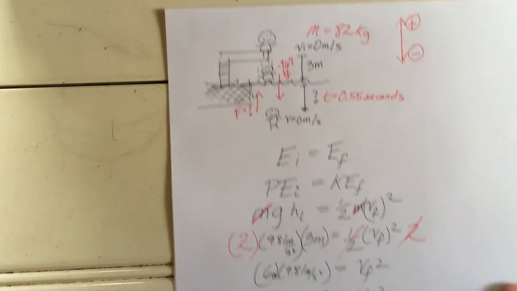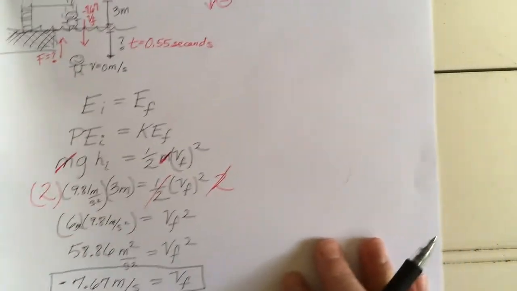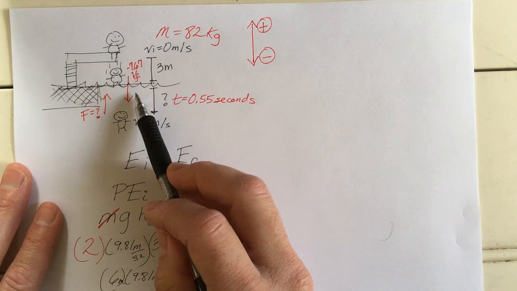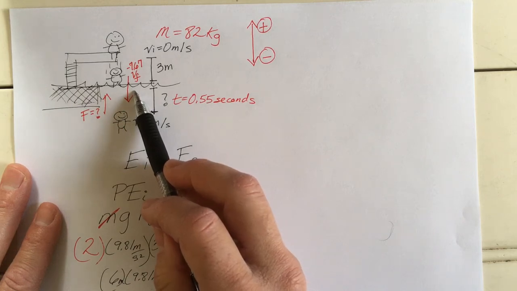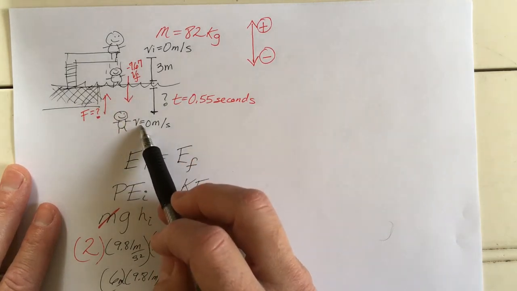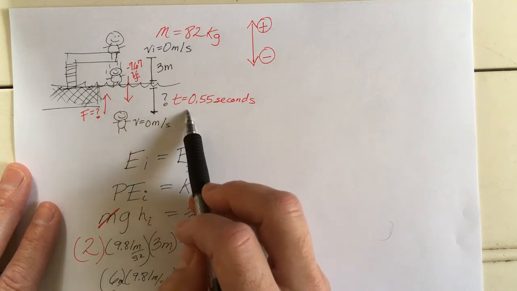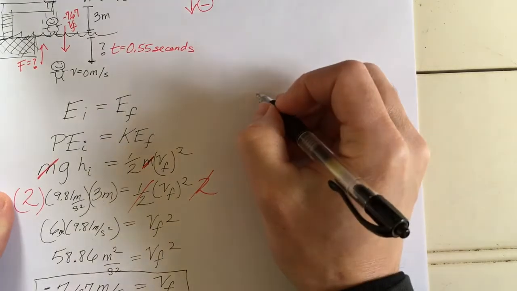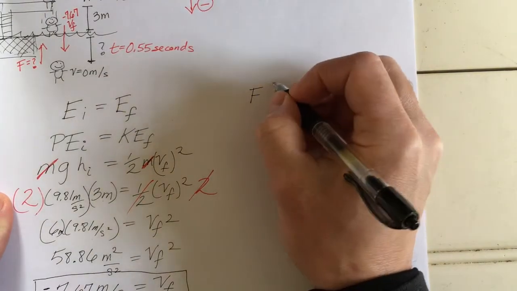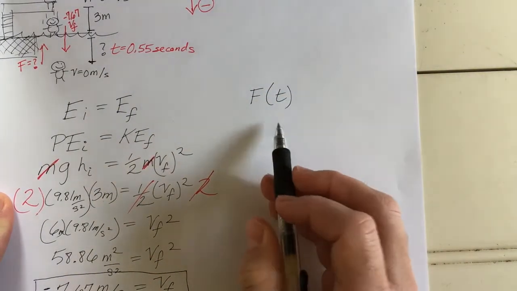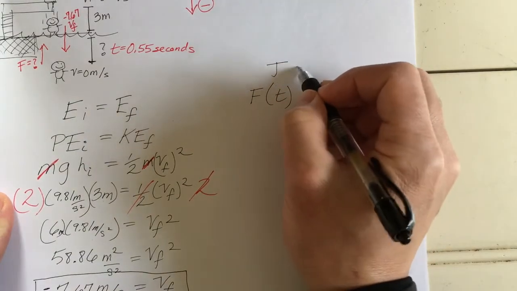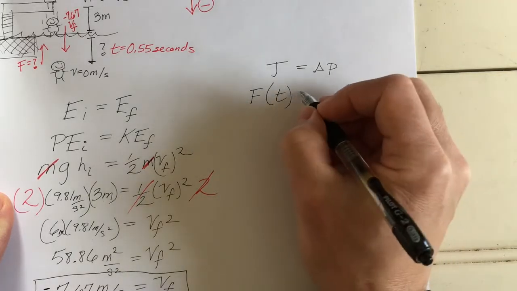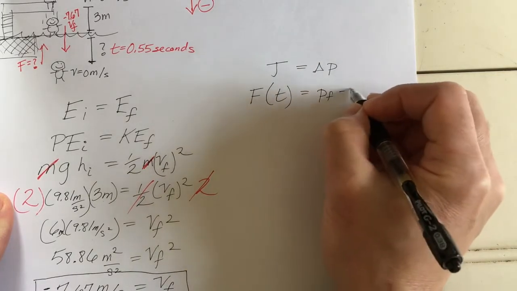So let's look at that. In the next part, we know there's a force upwards. We know there's an initial velocity, that negative 7.67, and we know there's a final velocity of 0 over this time period. So now we can use the impulse momentum theorem. That is force times time, or impulse. I can start from here: J is equal to delta P, and so F times t equals P_f minus P_i.